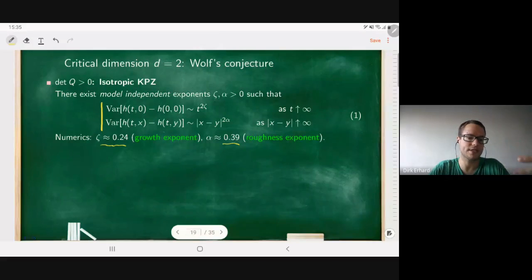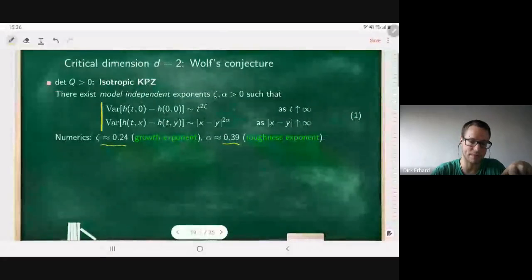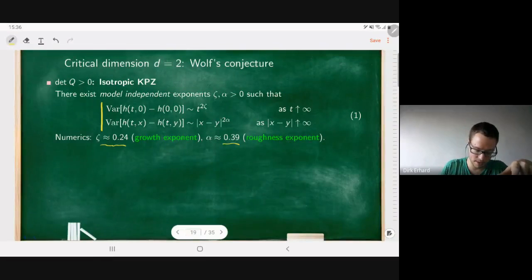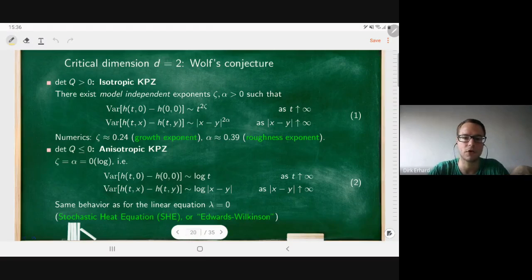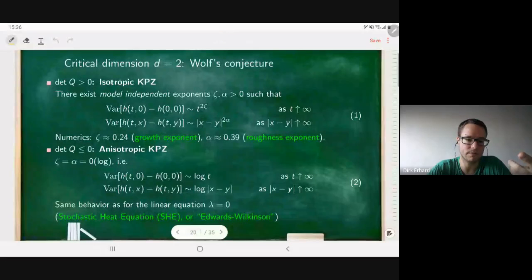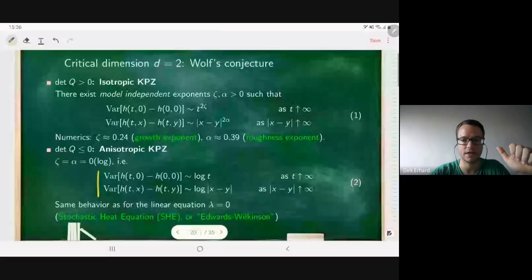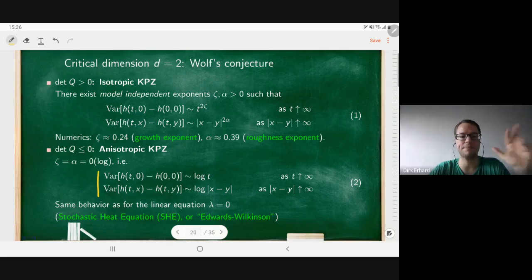And why do I say that? Well, this means that the nonlinearity should be relevant. If you compare to the linear equation, then you get completely different values. In the linear equation, you would get some logarithmic growth here. The linear equation formally belongs to the anisotropic class, where the determinant is 0, which also allows Q to be equal to 0. And in this case, it's conjectured that this happens for whatever Q in this class. So we should have the same behavior as for lambda equal to 0.